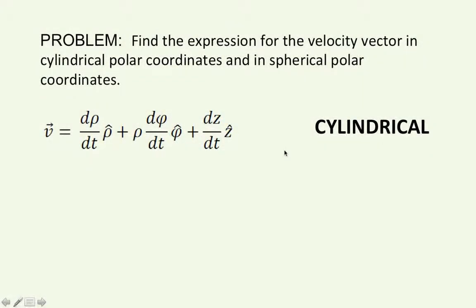For cylindrical polar coordinates, you should have found a velocity vector that's very similar to the one in polar coordinates. You should have gotten d rho dt rho hat plus rho d phi dt phi hat plus dz dt z hat.